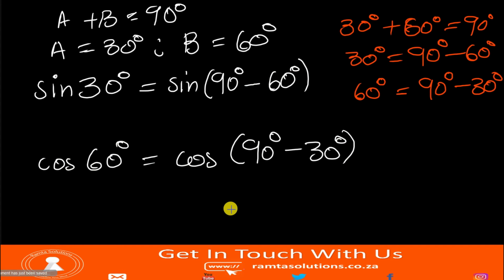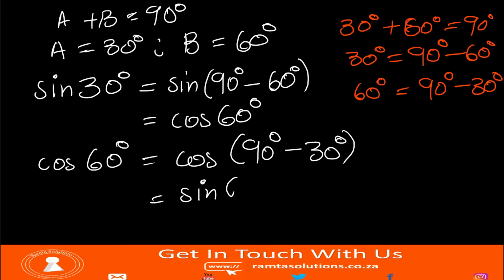Now, what we do normally, we can say this. We can say, okay, when I see 90 degrees, the sine will change to cosine. So this will be cos 60 degrees. When I see 90 degrees, cosine will change to sine. This will be sine 30 degrees. So this is the reduction formula.